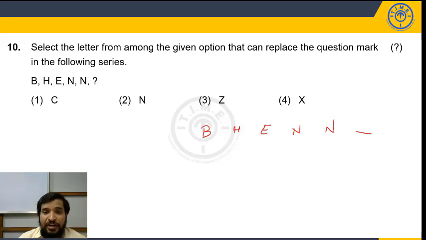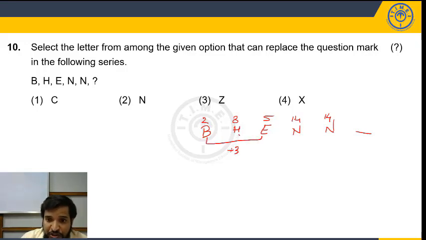Now, first write down their place values. B place value is 2, H place value 8, E place value 5, N place value is 14. Now, if you observe the difference alternately, that is B to E plus 3, H to N, 8 to 14, that is plus 6, and E to 14 plus 9. Those are consecutive multiples of 3, that is 3, 6, 9.